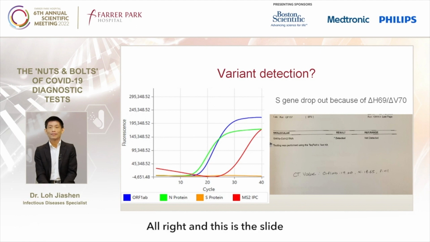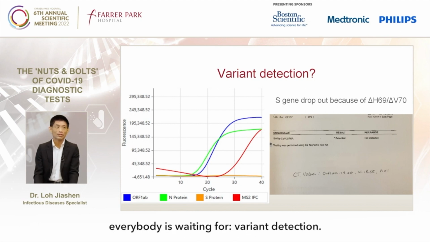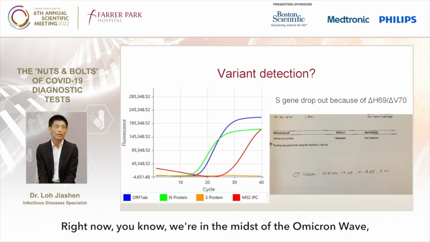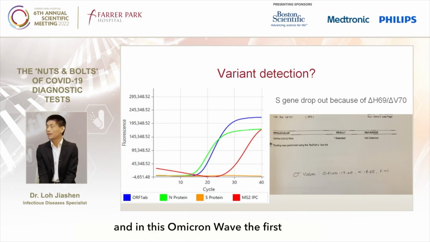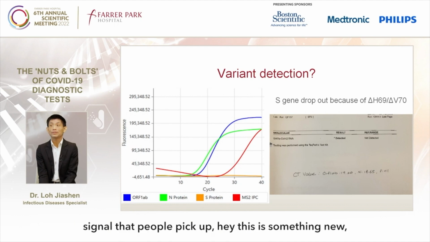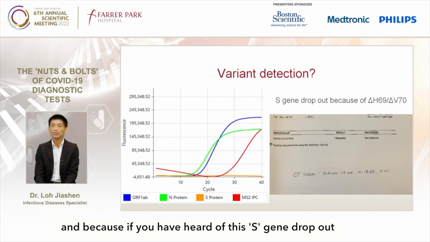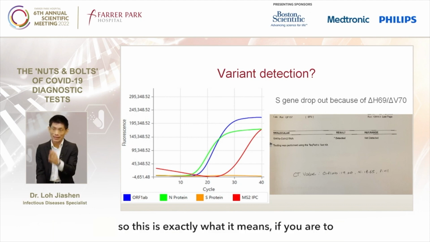All right, and this is the most famous slide, the slide that everybody is waiting for: variant detection. Can we use CT value to detect variants? Right now, we're in the midst of an Omicron wave, right? And in this Omicron wave, the first signal that people picked up, hey, this is something new, is the S gene dropout. If you've heard of this S gene dropout, this is exactly what it means.